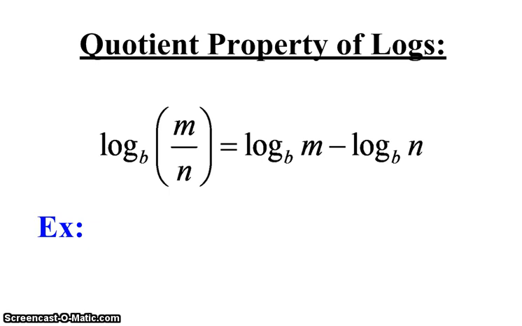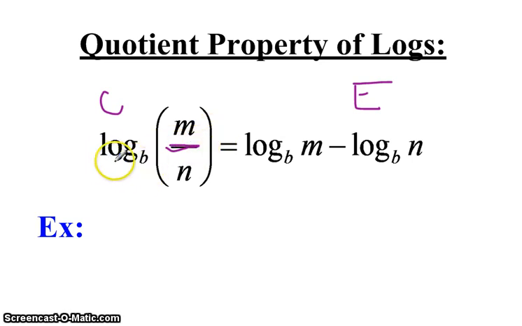The third property we're going to talk about is called the quotient property of logs. Now, if you notice, this part looks shorter, so this is our condensed side. This side looks longer, so this is our expanded side. Now, the only main difference between the quotient property and the product property is the fact that we have our little division or fraction bar.